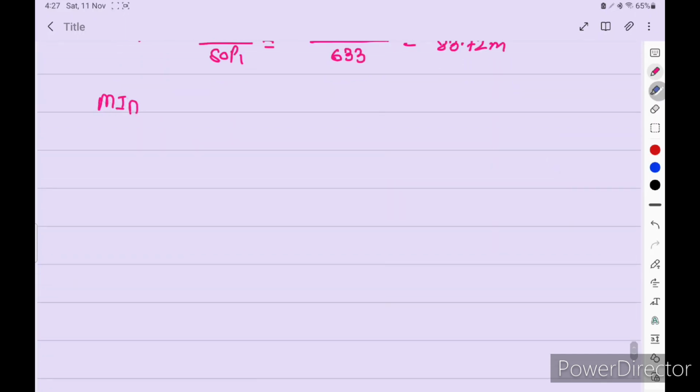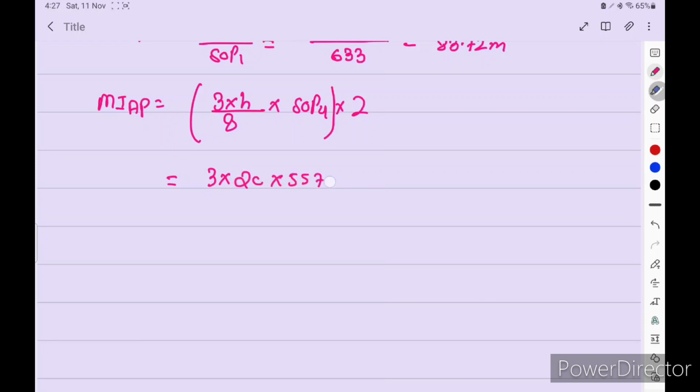Moment of inertia about perpendicular is equal to 3 into h by 8 into SOP4 into 2. So 3 into 20 into 5578920 into 2. So we get 83683800.